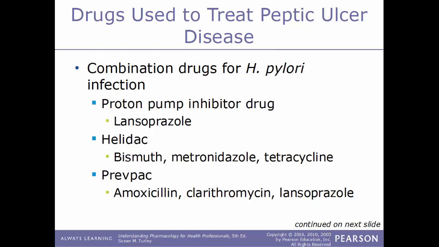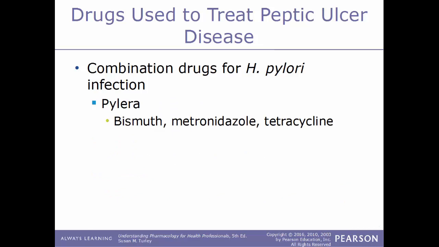Some examples of these combination drugs: Helidac, which is a combination of bismuth, tetracycline, and metronidazole; Prevpac, which is a combination of amoxicillin, clarithromycin, and Prevacid; Pylera, which is a combination of bismuth, metronidazole, and tetracycline.